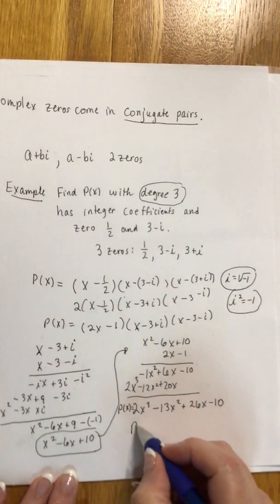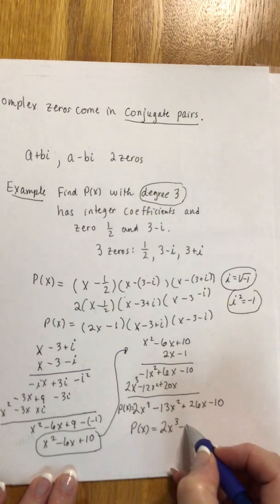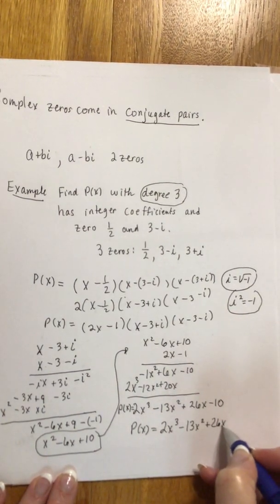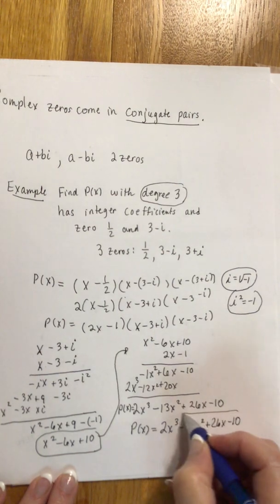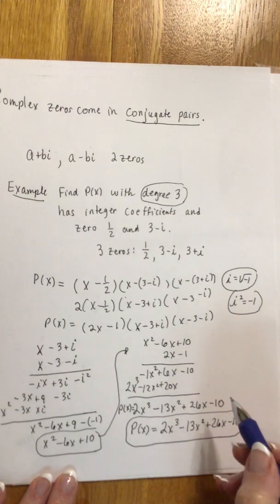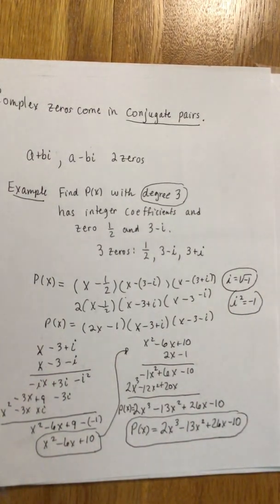So let's write that a little bit better. P of x equals 2x to the third minus 13x squared plus 26x minus 10. So from the original problem, you've created the polynomial with those particular conditions.